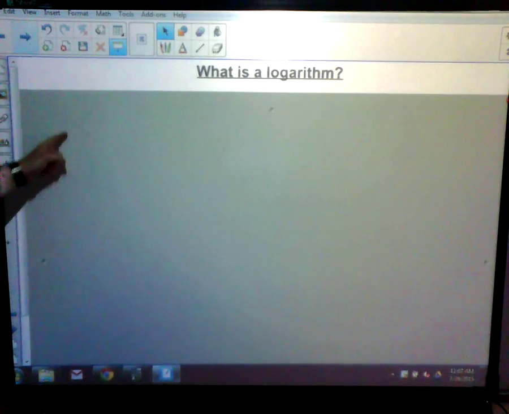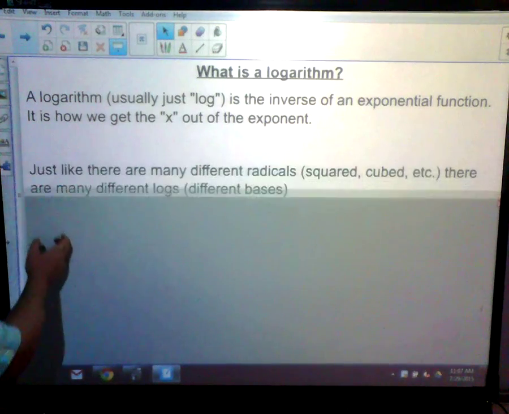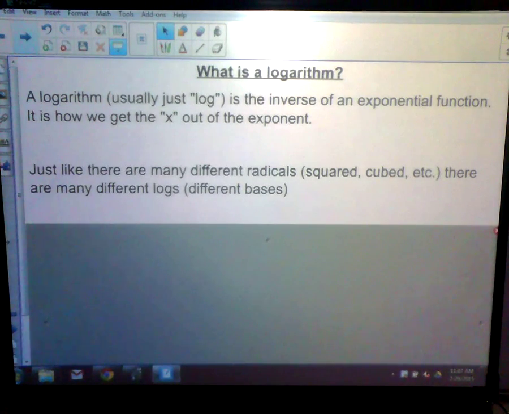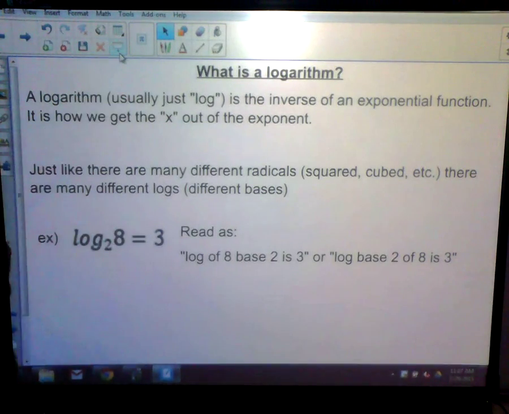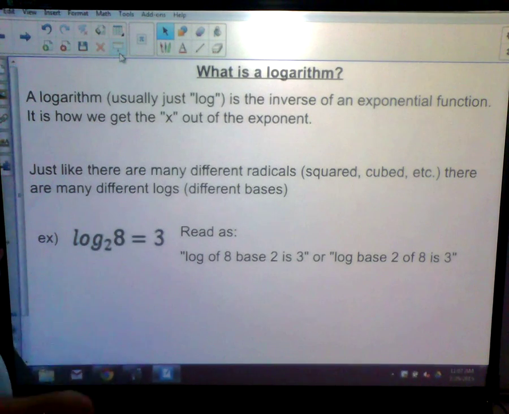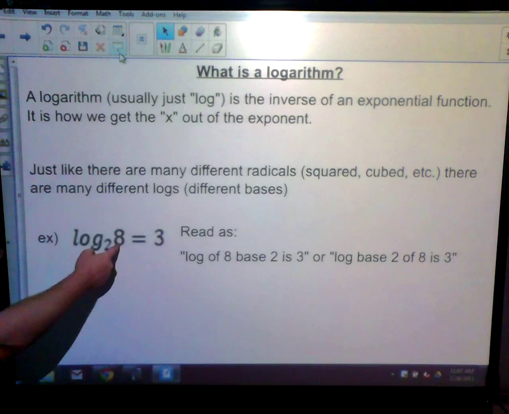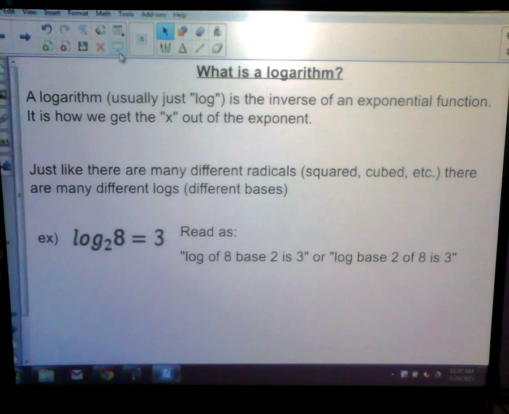So what's a logarithm? A logarithm, which I'm just going to call a log, is the inverse of an exponential function. It's how we get the x out of the exponent. Just like there are many different radicals, squared, cubed, there are many different logs, so there are different bases. So here's an example of a log. The log of 8 base 2 is equal to 3. Or you could say the log base 2 of 8 is equal to 3. So it's got a base, a log, and an answer.